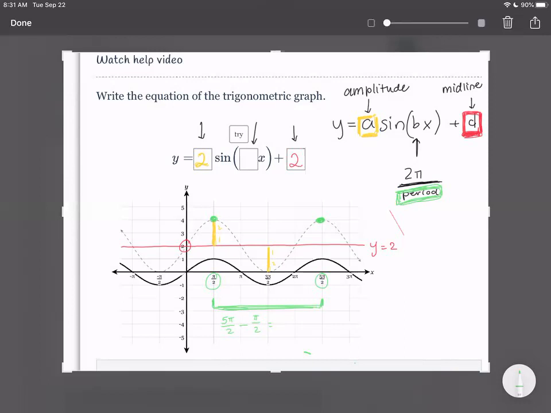Okay, so we do 5 pi over 2 minus pi over 2. And then since they both have the same denominator, it's easier to subtract them. We keep it as over 2, just subtract the top straight away. 5 pi minus pi is 4 pi. And then since we have 4 pi over 2, this simplifies to 2 pi. So our period is 2 pi.